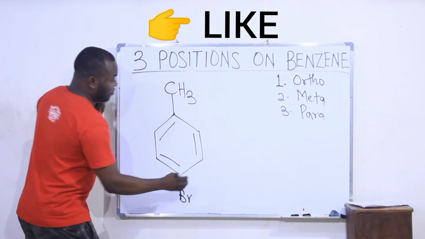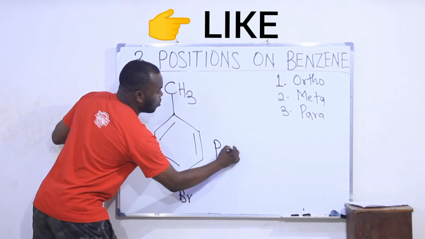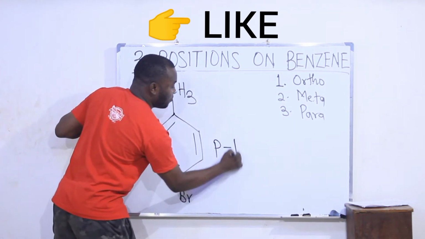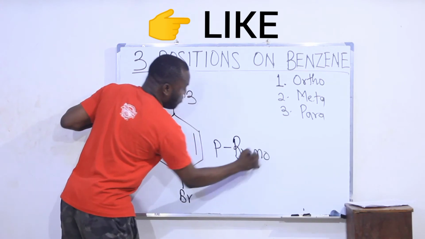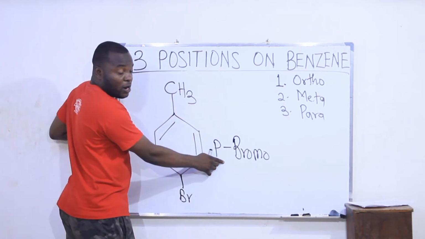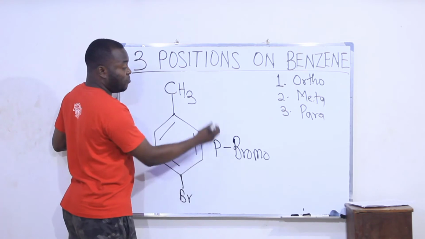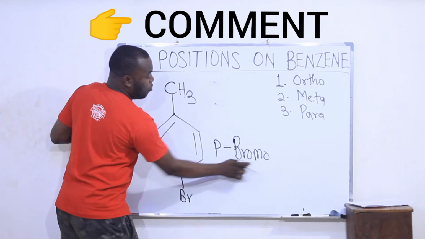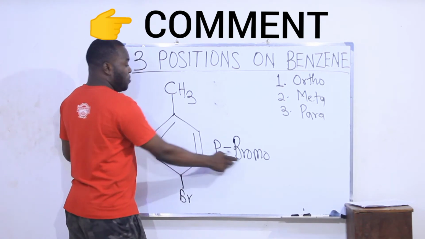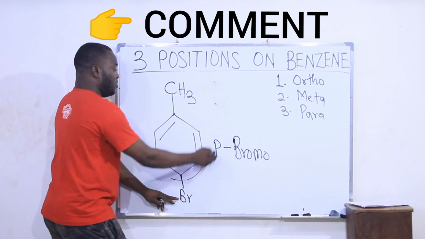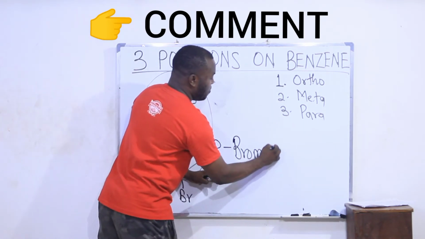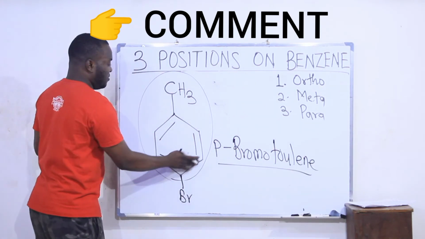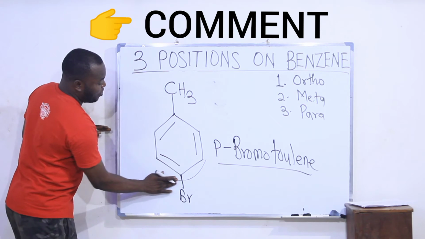So the name becomes para, the bromine which is at the para position, we say para-bromo. P here stands for para. You don't write it in full, just take P. If it is meta, you write M. If it is ortho, you write O. So this is P-bromo, and P here stands for para. P-bromo, then the whole of this is called toluene. P-bromo-toluene. That is the name of the structure we have here.